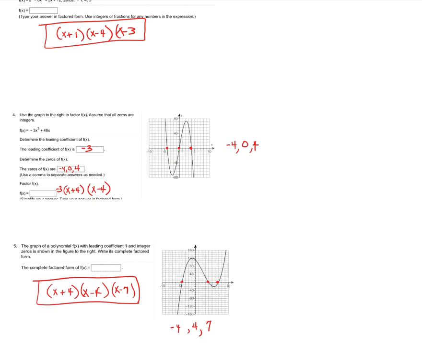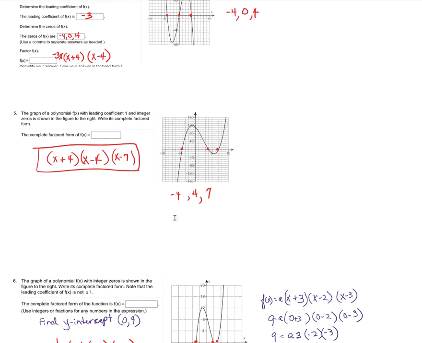We should put it like this. Now that x should be there because the -3x will give us, if we set that equal to 0, x equals 0. This will give us x is -4. This will give us x is 4. So leading coefficient -3. Here's your zeros. Here's how you write the factored form.